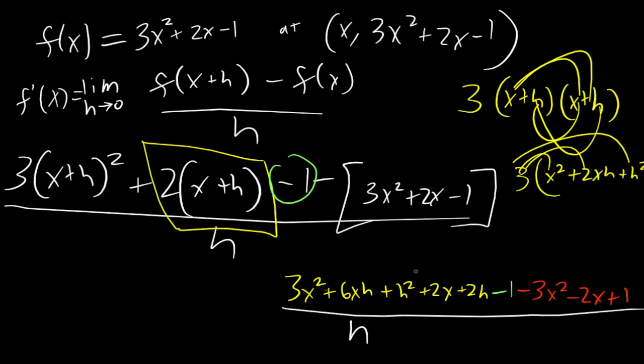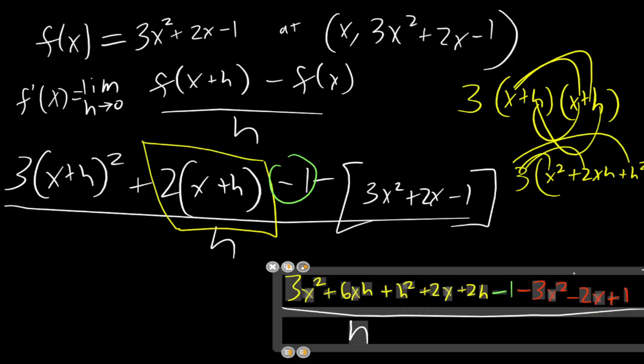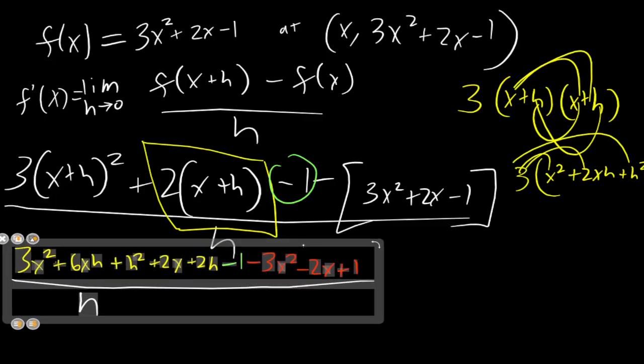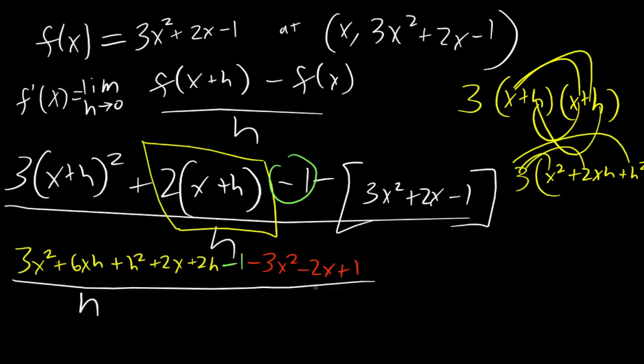Now, what am I actually looking at right now? Let's try and simplify it. So I'm gonna move it over here for more space. So we have -3x squared, which cancels out because we have 3x squared. Make sure you cancel it all out. So we have -2x, we have +2x, so those also cancel out.